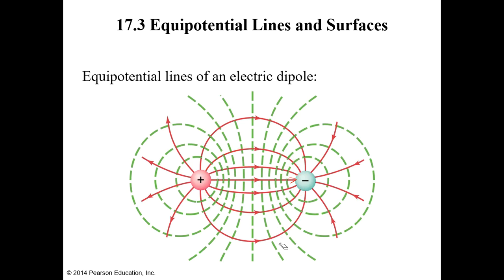Now, if we draw the equipotential lines, remember they have to be perpendicular to the electric field lines, then your equipotential lines would look like the green lines that are drawn here in this plot.